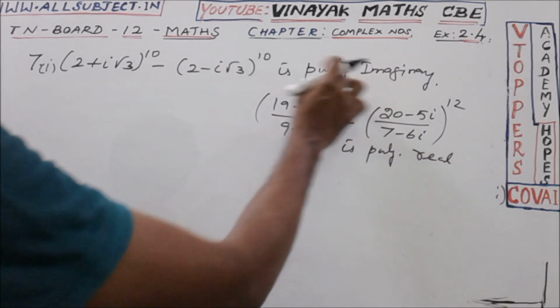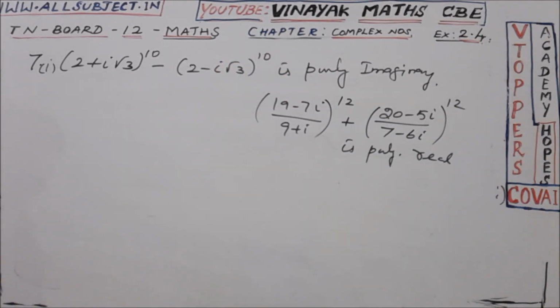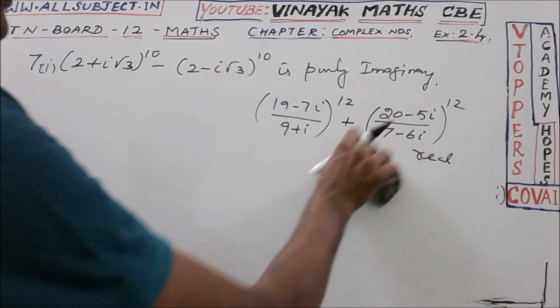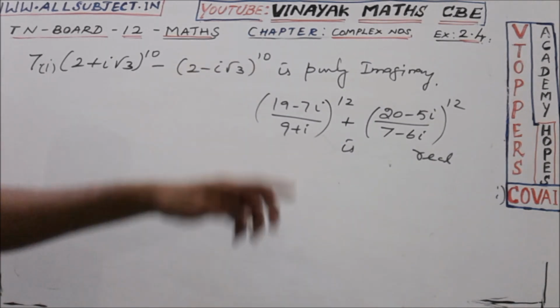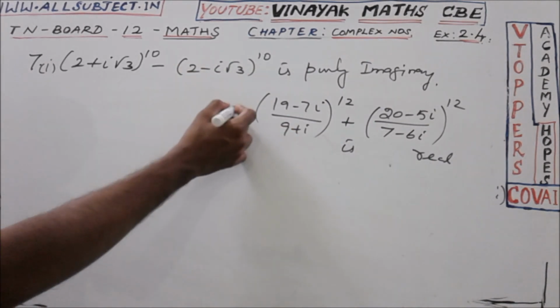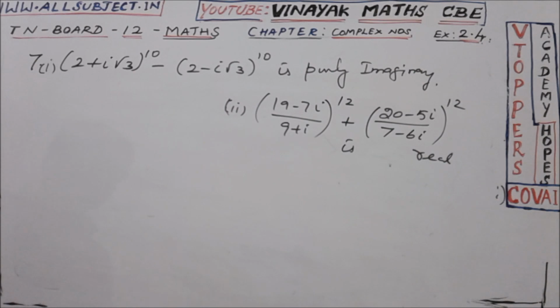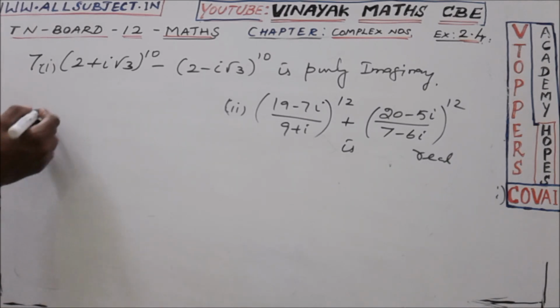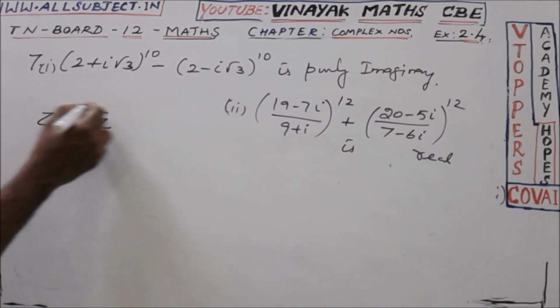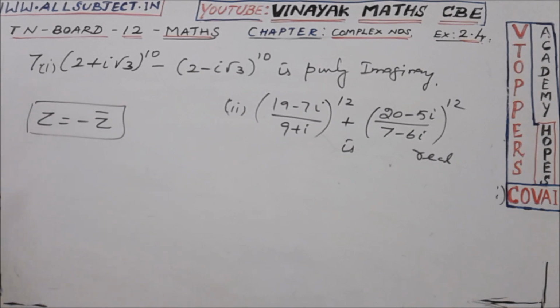That is purely imaginary, the first one. Second one is purely real, or real. To prove this is to show that the first one is purely imaginary, the second one is purely real, that is, only the real part is contained. Now to prove the first one, we have a property: if z equal to minus z bar, then the given complex number z is purely imaginary. By using this property we can easily derive this result.